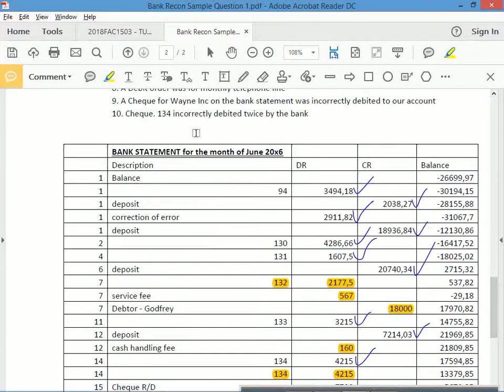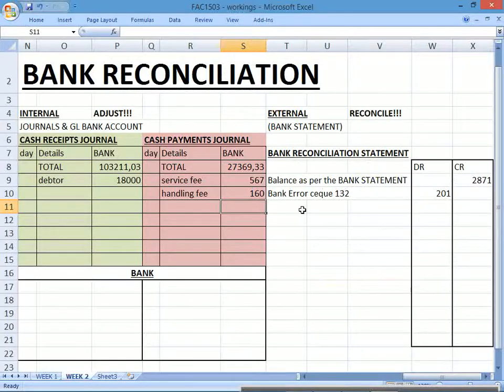Yes. Right, you can also look at point number 10. It even says incorrectly debited. Ooh, sorry. Let's rub this out. Highlight it. Delete. Okay, that bit there. Okay. So let's go and record that. Another bank error.